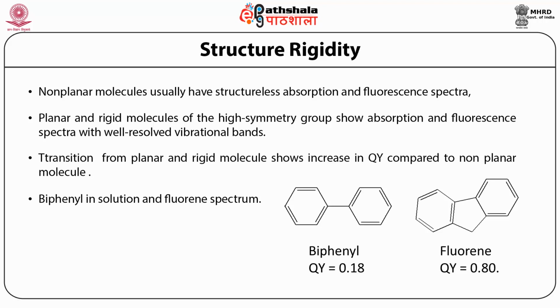The reason for this may be that there is good mixing of pi clouds due to the planarity of the structure. A very good example of this is biphenyl and fluorene. The structure of biphenyl is made rigid by simple introduction of a methylene group. The two phenyl rings in biphenyl are perpendicular to each other, whereas in fluorene they are all in the same plane. In biphenyl there is no thorough mixing of the pi clouds of the two phenyl rings, whereas there is good mixing of pi clouds in fluorene, thereby increasing the chances of fluorescence.